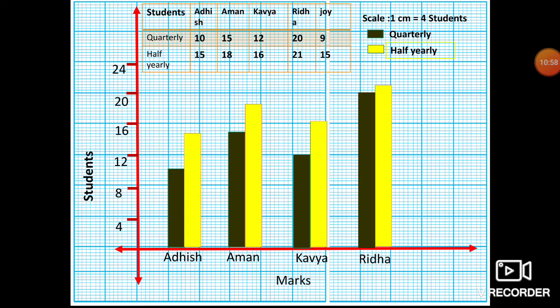Then 9. You cannot see 9 here. 8 is here, and 9 is above 8. Then 15. 16 is there. Below 16 is 15. Okay.